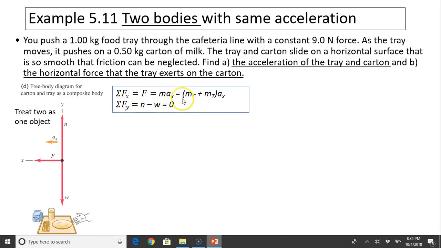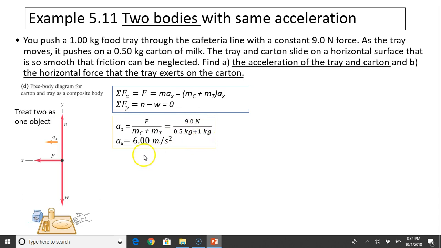So this F is accelerating both the carton and the tray. So we have to add the masses together. From here, we can find acceleration equals 9 divided by the mass of the carton plus the mass of the tray. So acceleration is 6 meters per second squared.